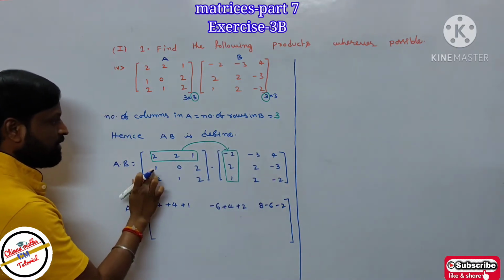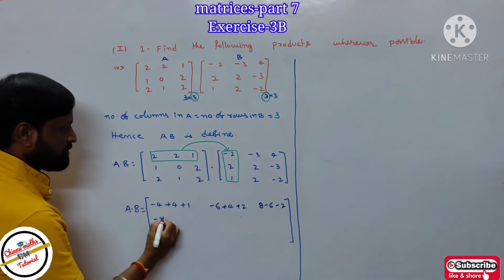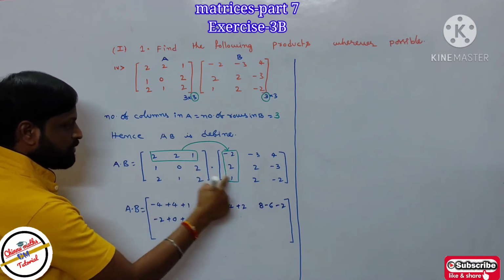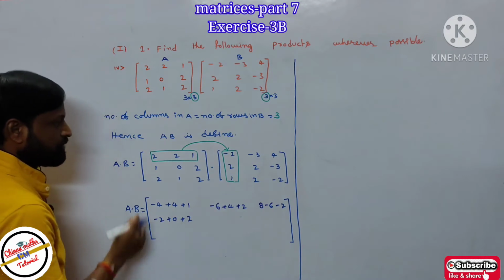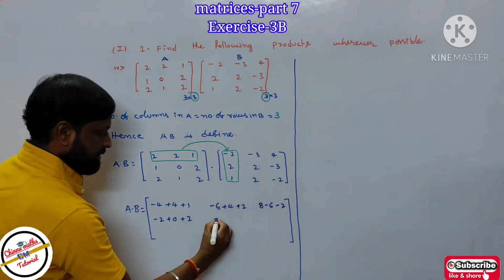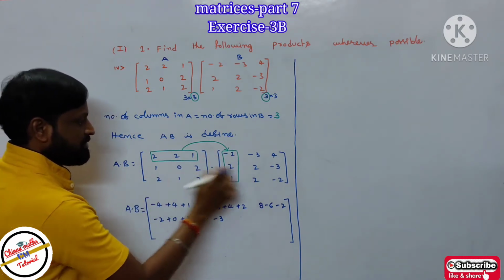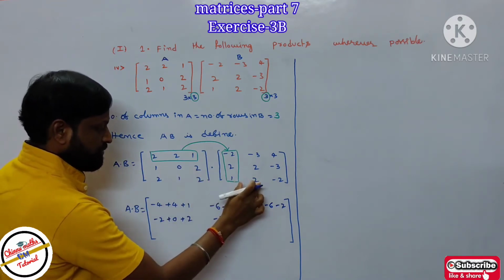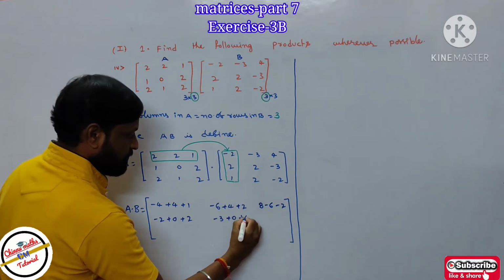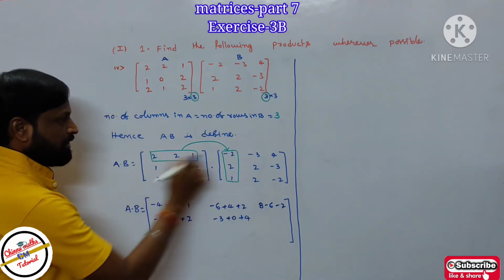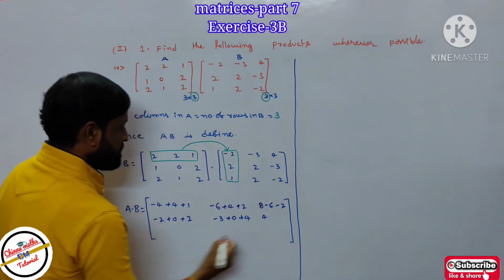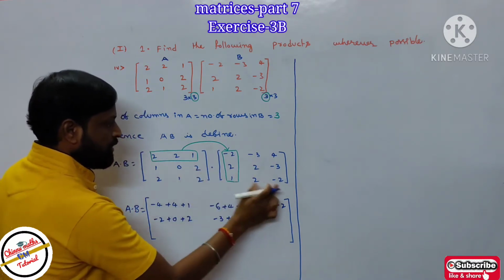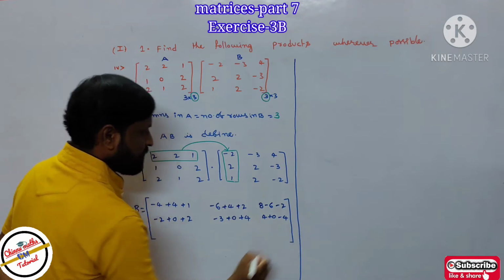Then you can multiply. 1 into minus 2 minus 2, 0 into 2 plus 0, again plus 2 into 1 that is equal to 2. 1 into minus 3 plus 0 into 2 plus 0, 2 into 2 plus 4. Next 1 into 4, next 0 into minus 3 plus 0, then 2 into minus 2 minus 4.